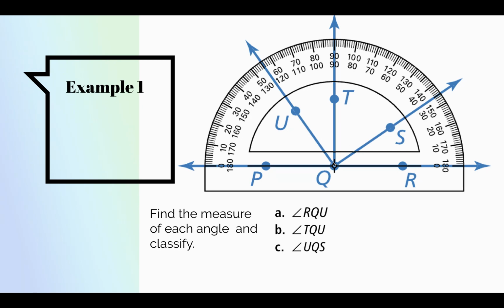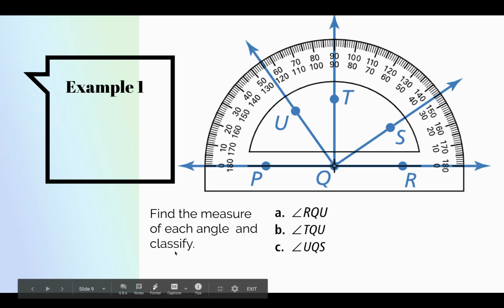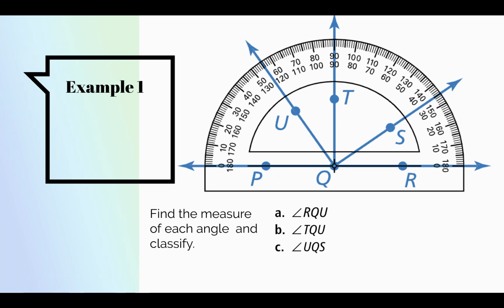So I like to actually put my finger on the points. Obviously this is digital, so I'm going to use my pointer, my cursor, and actually touch which points I'm looking at. Find the measure of each angle and classify it. So these are 2-part questions. We want to find the measure and we want to classify. Classify means tell whether it's acute, obtuse, right, or straight.